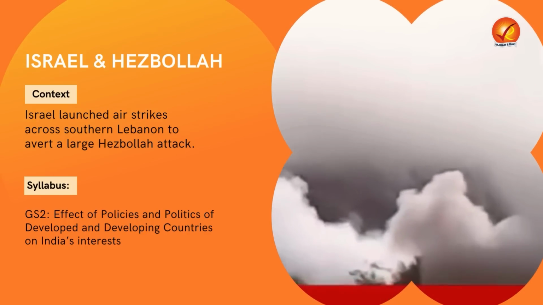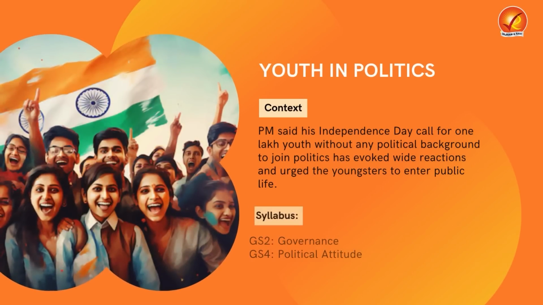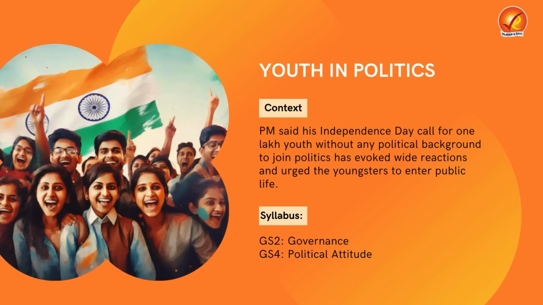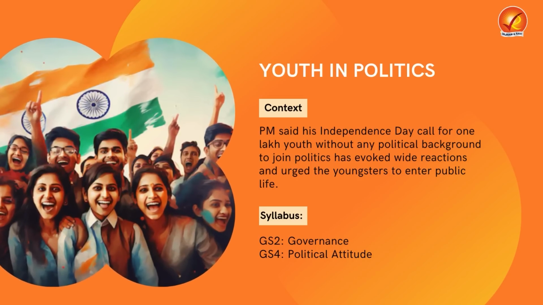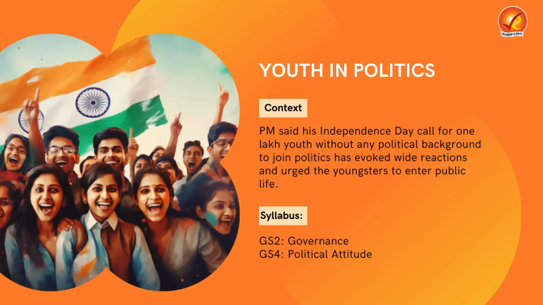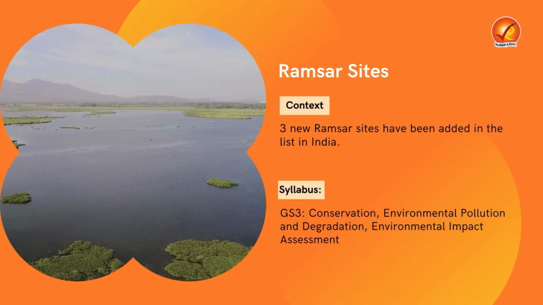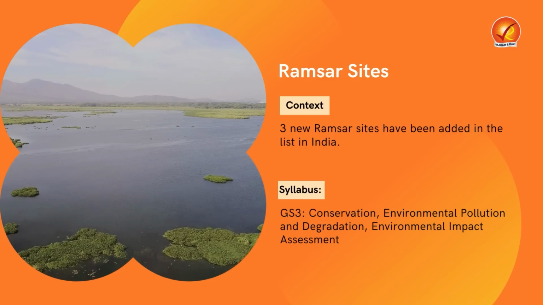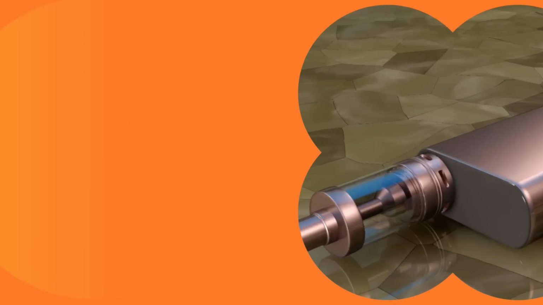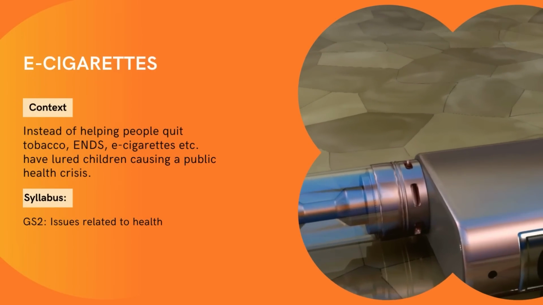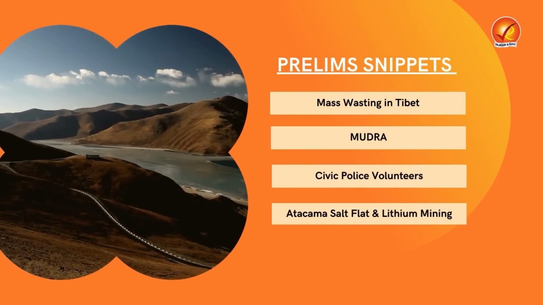large Hezbollah attack. The third article is related to the participation of youth in politics, as the Prime Minister's Independence Day call for 1 lakh youth to join politics has evoked wide reactions. The fourth article is related to Ramsar Sites, as 3 new sites have been added to the list in India. The fifth article is related to e-cigarettes, as they now lure children also to smoke. Additionally, we'll be taking up 4 Prelims Snippets.